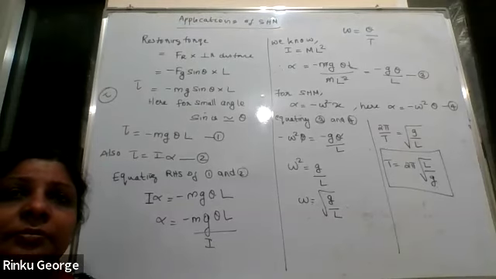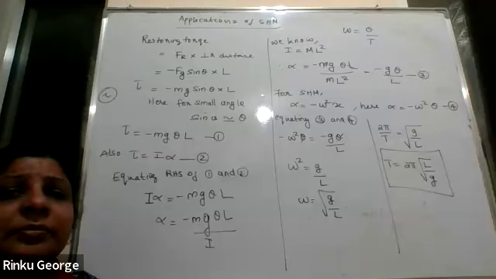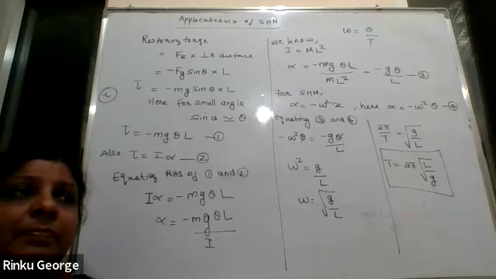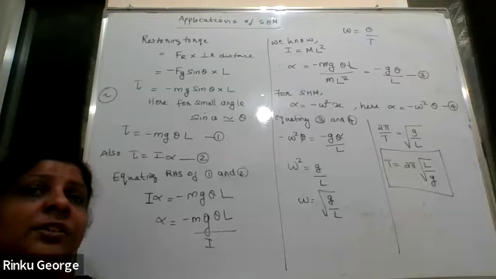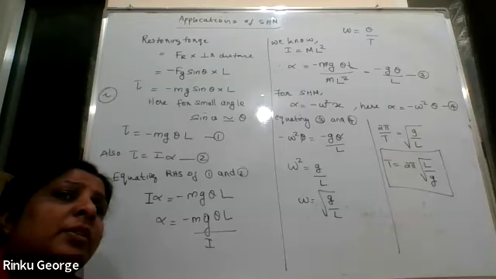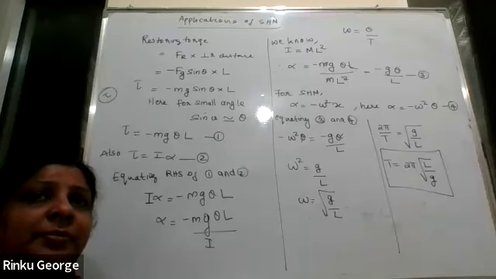Okay. Now what is the next step? Snigdha. So tau is equal to minus mg sin theta into L. Yeah. L is length. What is L? Length of what? Length of the string. Okay.